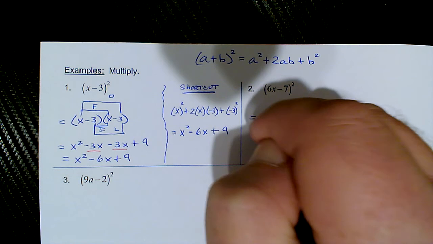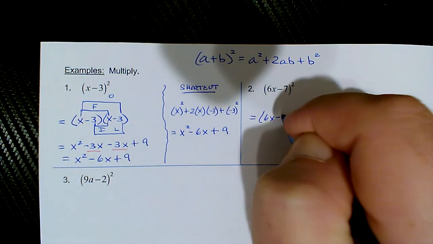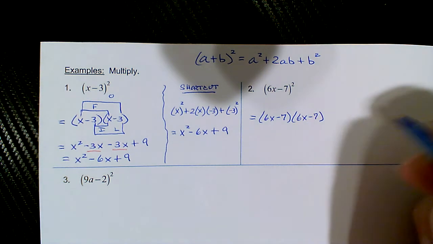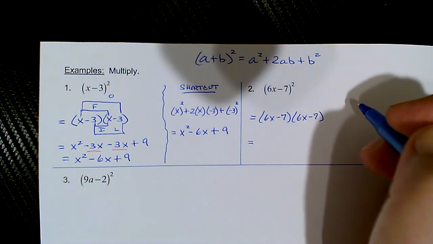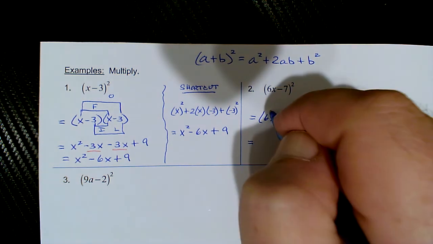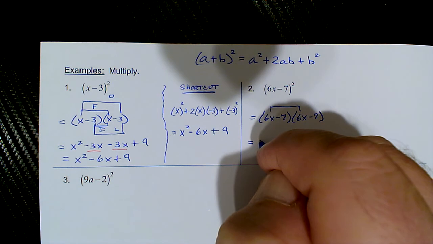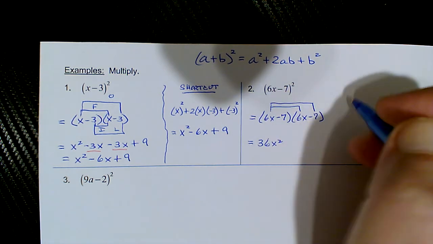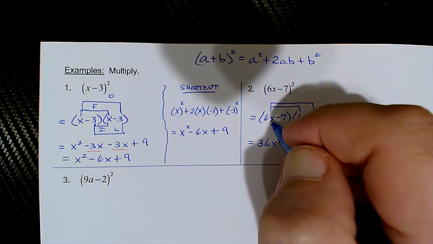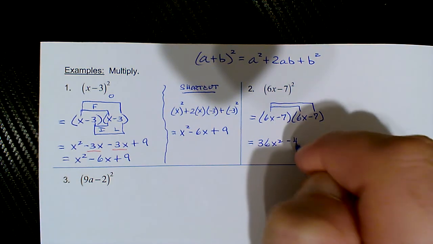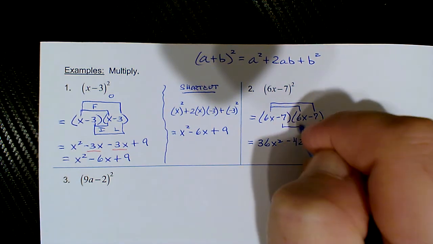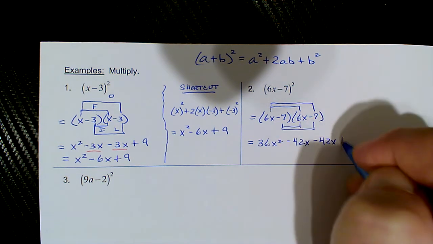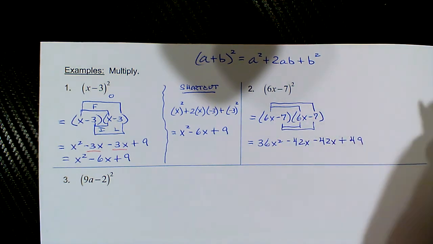I think the majority of people probably prefer just trusting in FOIL, because the shortcut formula almost seems a little mysterious. So just rewrite it as the binomial times itself and FOIL it out. 6x times 6x, 36x squared. I'll stop writing the FOIL. I think we're used to that by now. 6x times negative 7, negative 42x. Negative 7 times 6x, negative 42x. And negative 7 times negative 7, plus 49.